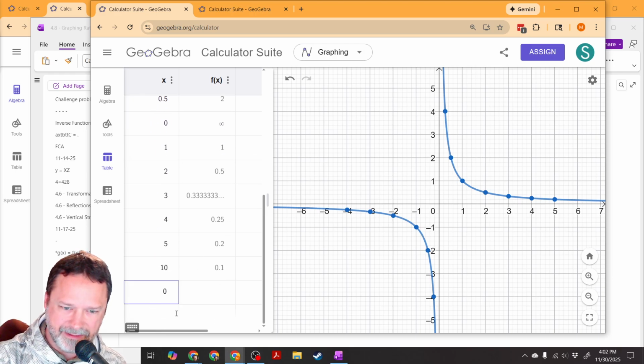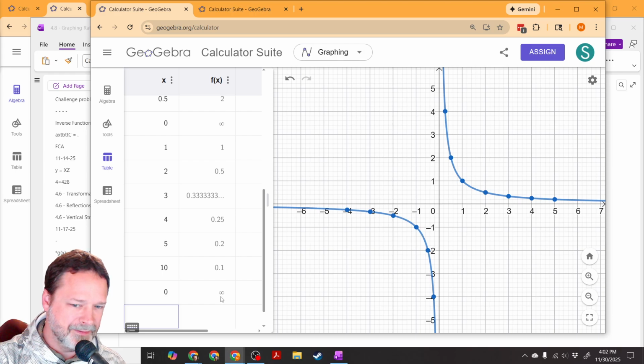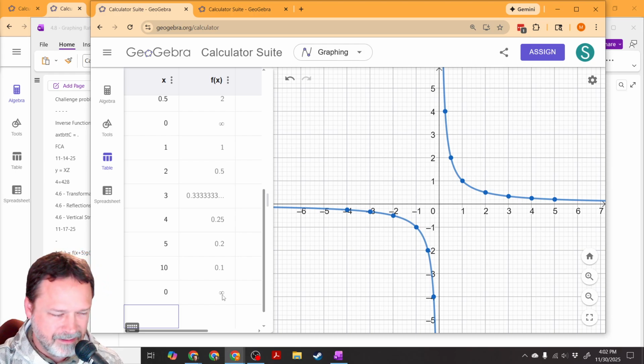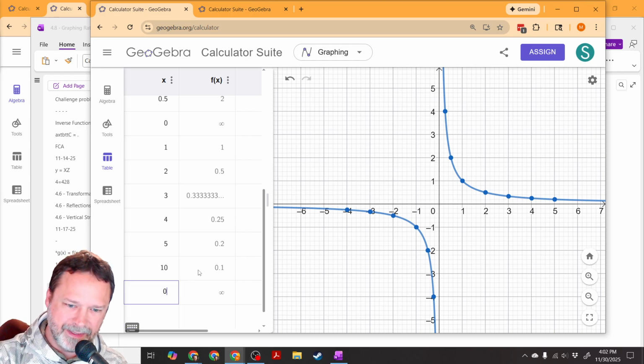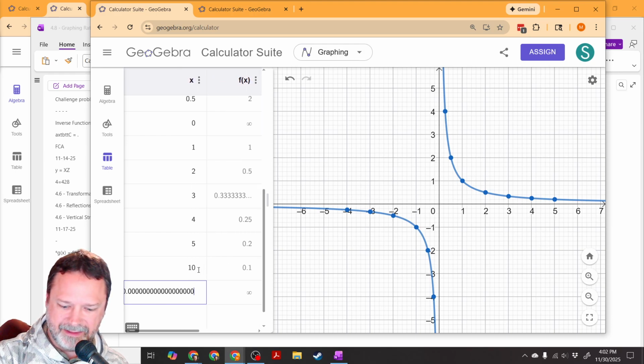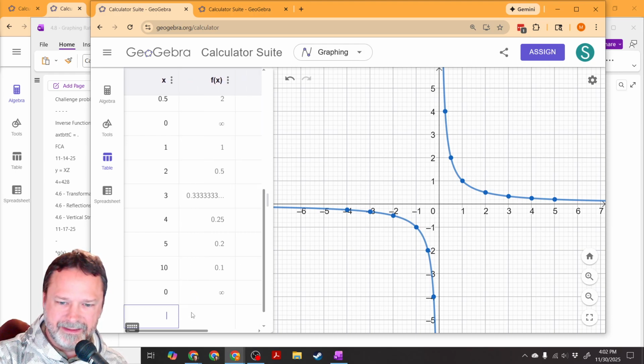But if I type in 0, it's giving me infinity, which maybe sometimes. And there's a reason for that, because 1 over really, really small, if it's not 0, but 0.000, like tons of zeros here, 1, it's treating that as a 0.